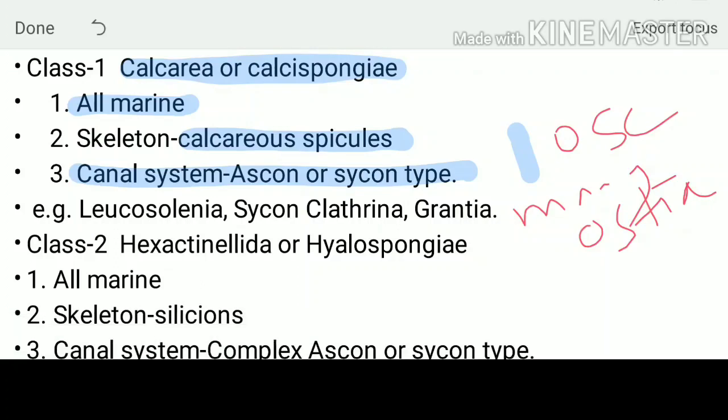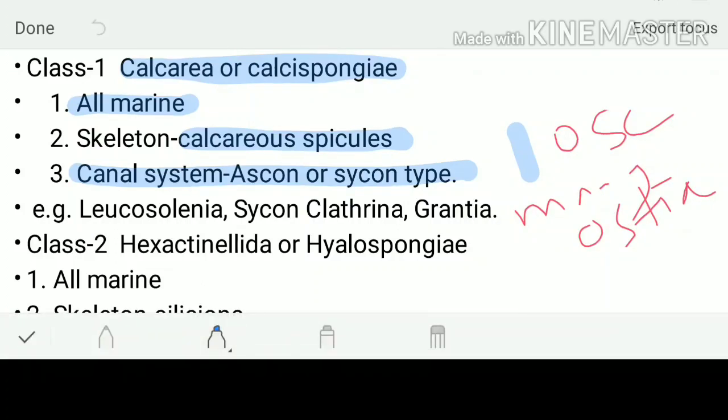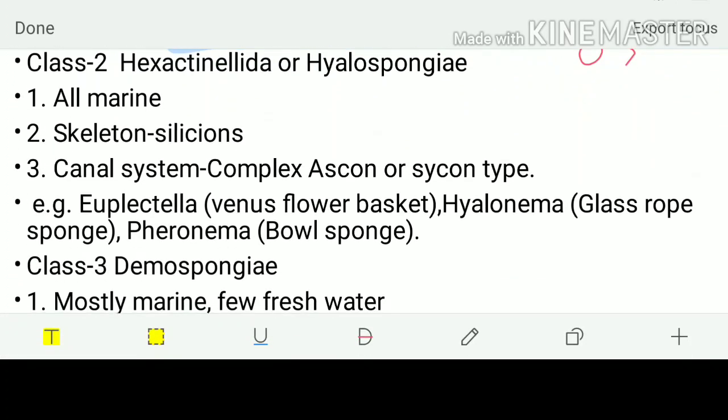Now for the examples, here I have Leucosolenia, Sycon and Clathrina. One more example is Grantia. You don't need to go into the detail of what the organisms look like, but you should know the names of the examples if you want to qualify the examination.